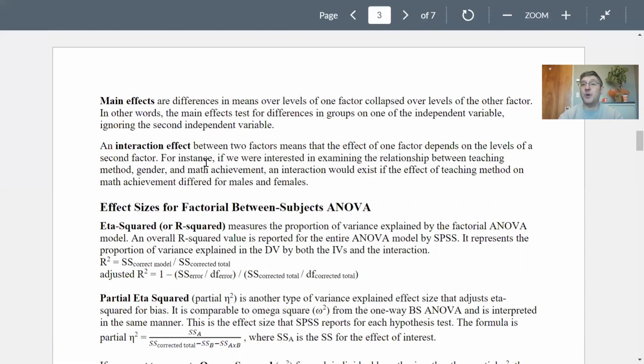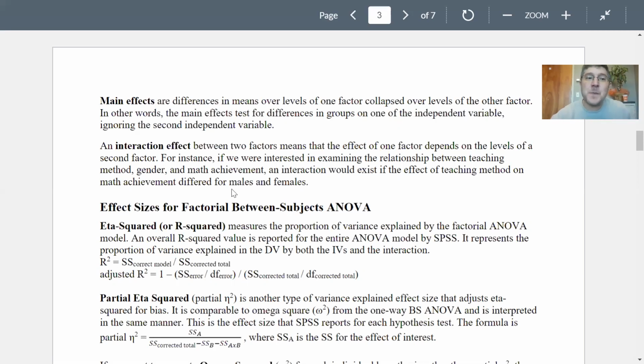So, you know, which teaching method is most effective for improving math achievement? Well, it depends on the gender of the student. That is what would represent an interaction effect. We'll go through another example in the notes a little bit more.